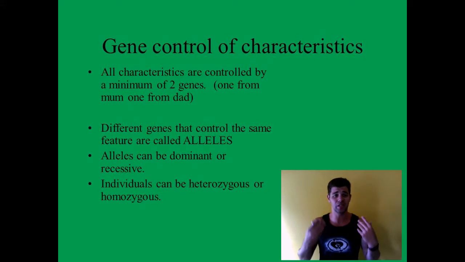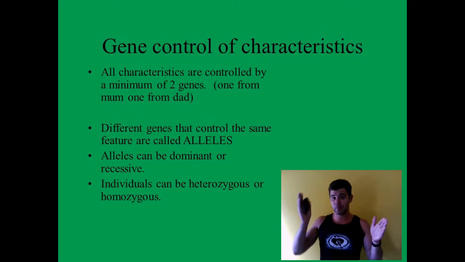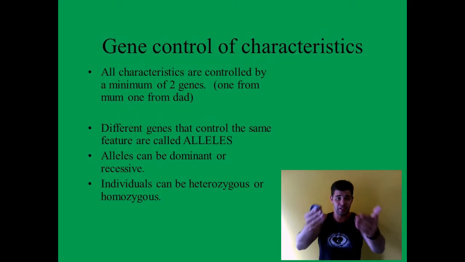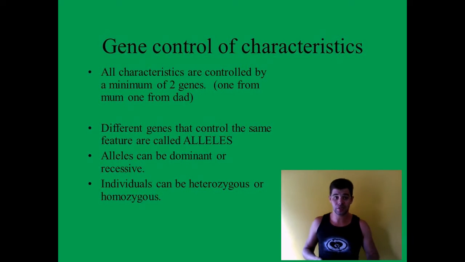And this doesn't just apply to eyes, it applies to lots of other features as well. But homozygous, you've got two brown-eyed genes, they're exactly the same, they work together, you have brown eyes. Heterozygous, you could have the dominant brown-eyed gene and the recessive blue-eyed gene. The dominant brown-eyed gene is stronger than the recessive blue-eyed gene, so you have brown eyes, but you carry the blue-eyed gene. And we're going to go into that in more detail now.